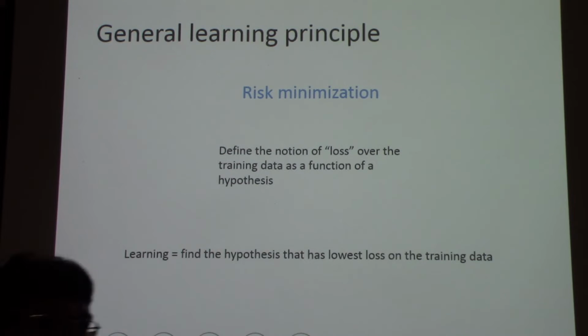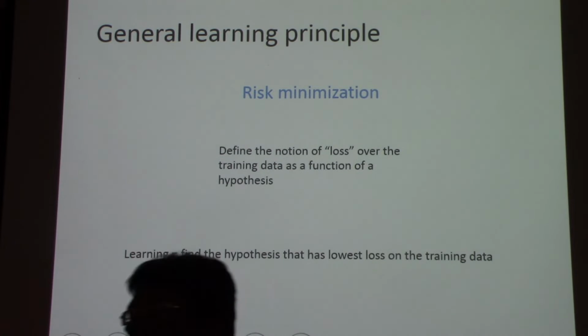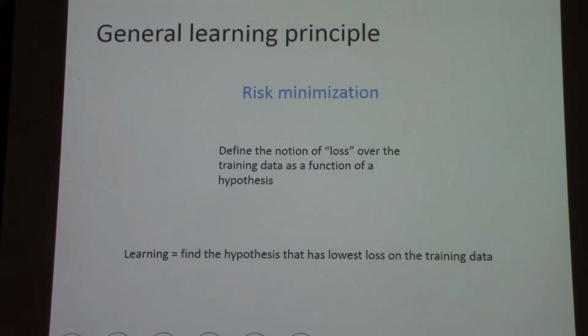And then you write down a function that sums up loss over the training set, and you write learning as an optimization problem that finds the classifier that has the lowest loss, or the lowest empirical loss. This is called empirical risk minimization, but that's not the complete story.